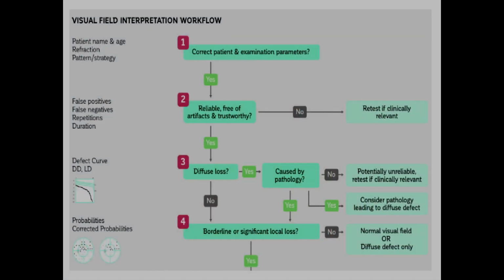Because the machine has a data set with which it compares your patient's data, and then it gives how many points have been depressed. Understood? So that is why. Okay, we are back with the presentation.